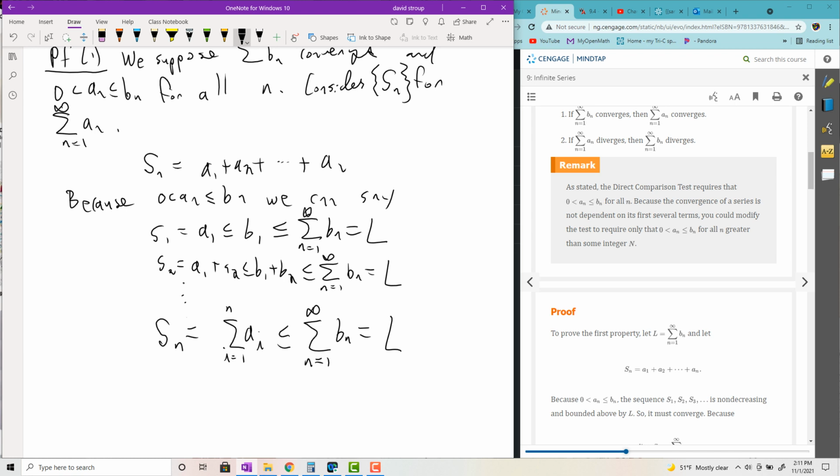So at the end of the day, given the a sub n's are greater than 0, we conclude the sequence of partial sums S sub n is increasing and bounded above.